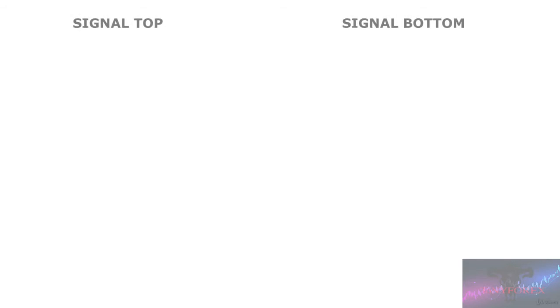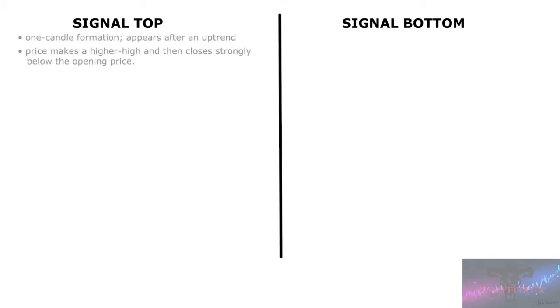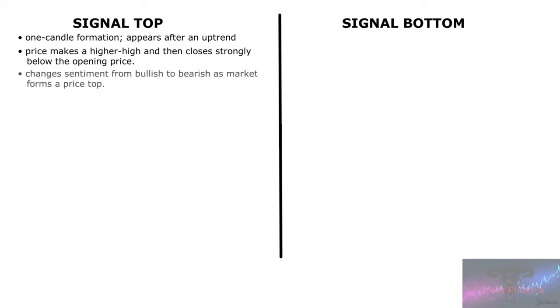Okay guys, the patterns we are studying in this lecture are called the signal top and the signal bottom, which consist of one candle each. A signal top is defined as a candle where the market posts a higher high than the previous candle and then closes much lower than the opening price of the candle. It is a very powerful indicator of a top formation, hence indicating sellers entering in large numbers.